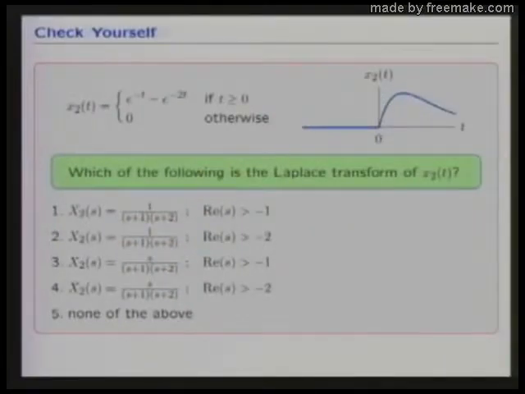Okay, so now you get to talk to your neighbor. Turn to your neighbor. Say hi. And figure out the Laplace transform of a slightly more, but not very complicated function.